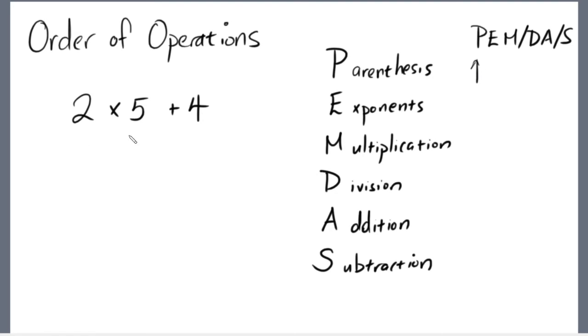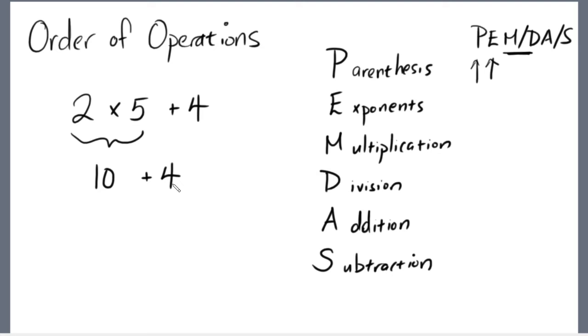We look at our equation and we say, is there a parentheses in my equation? There isn't, so we move on. Then we look at the next step. Are there exponents in my equation? There is not, so we move on. Then we go to this step right here where it says M/D. This means multiplication or division. So we're moving from left to right looking for multiplication or division. So starting from the left, did we hit a multiplication part? Yes, we did. So that means we're going to solve that multiplication part.